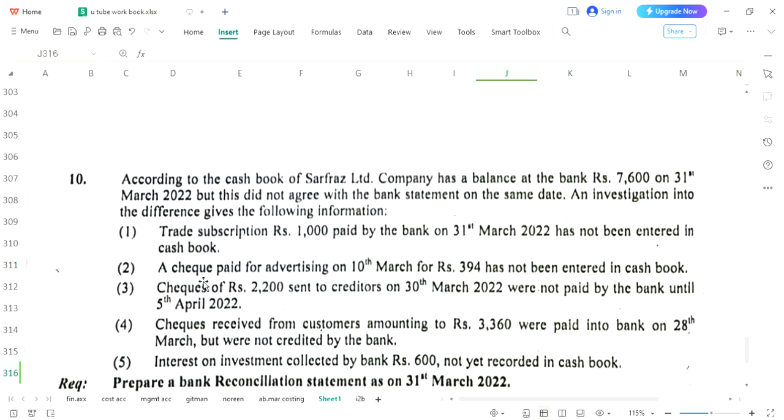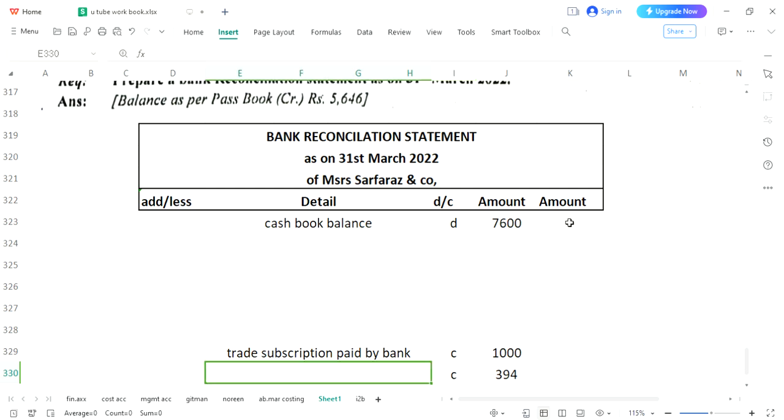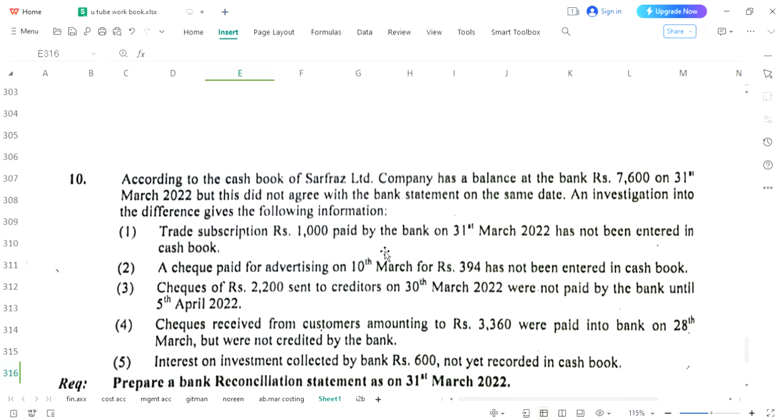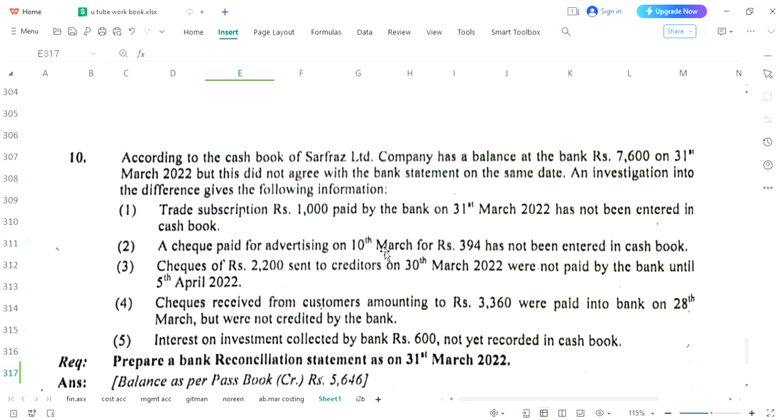Now next, check paid for advertisement. Again it's a payment, and payment means it's an expense. With an expense, the amount present in your bank account would be decreased. In this way it would again be credited. 394 is your amount and it is credited, and the name of this expense is advertising paid by bank. Again this would be considered as an expense.